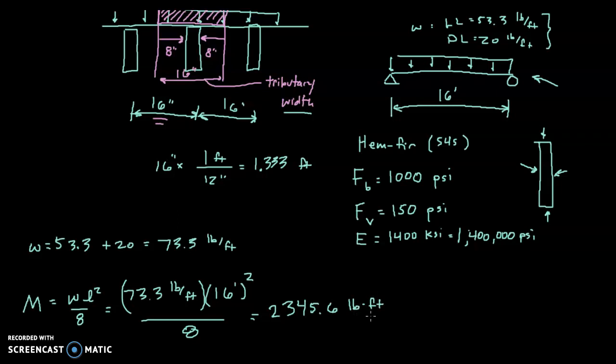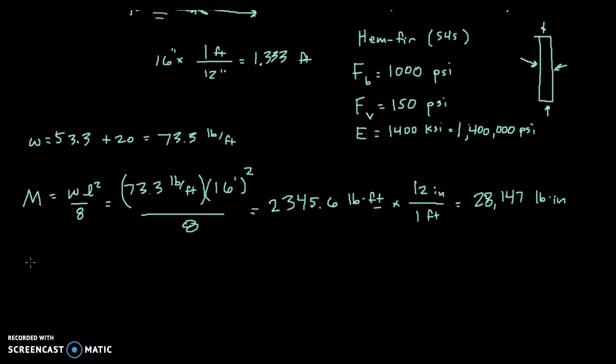So we would like to change our units of length from feet to inches. For every 1 foot, there are 12 inches. So we're going to multiply that by 12, and that is equal to 28,147 pound-inches. So that's the moment that's being applied to these joists by the floor load.